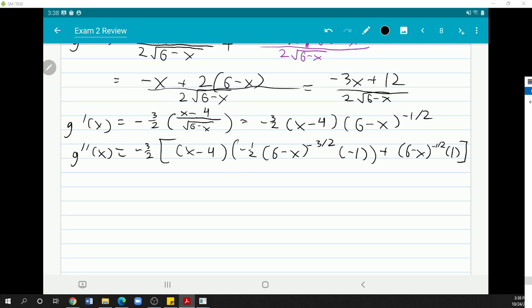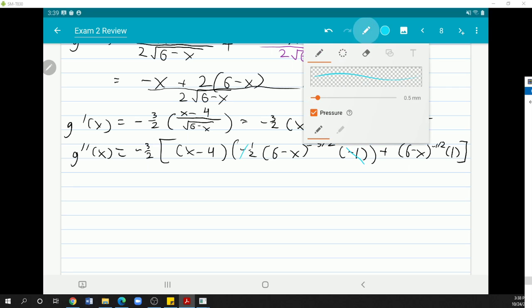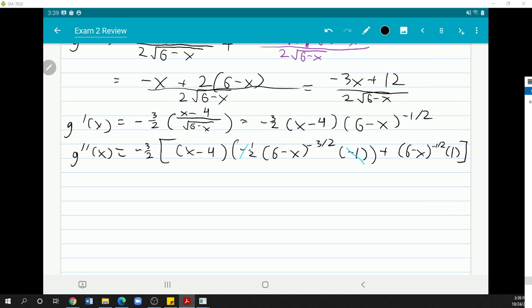So this minus 1 and this minus 1/2 cancel, in a sense. The minus 1 cancels with the minus from there. And I'm left with equals minus 3/2 times x minus 4. And I'm going to write this 6 minus x to the 3/2 like this, 6 minus x to the 3/2, going to write it down there. Plus 6 minus x to the 1/2 over 1, because there's nothing else there.